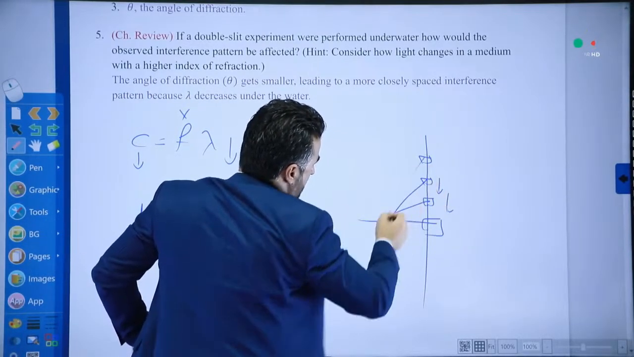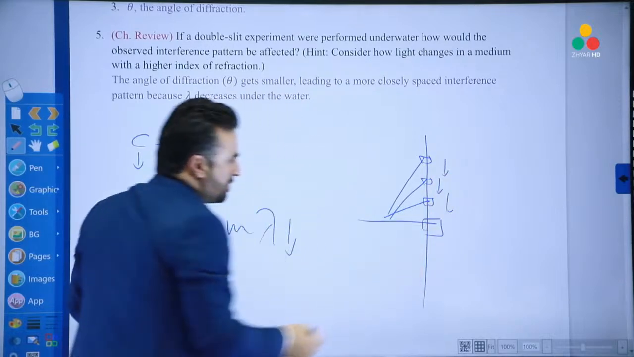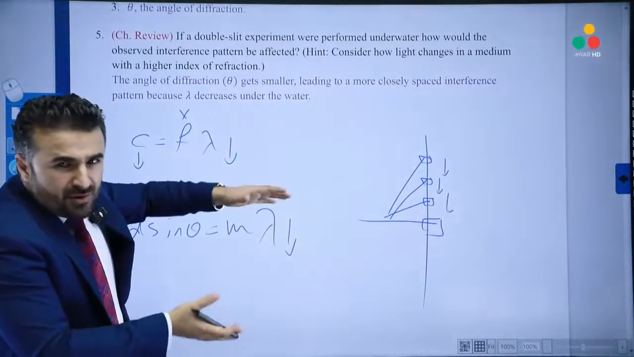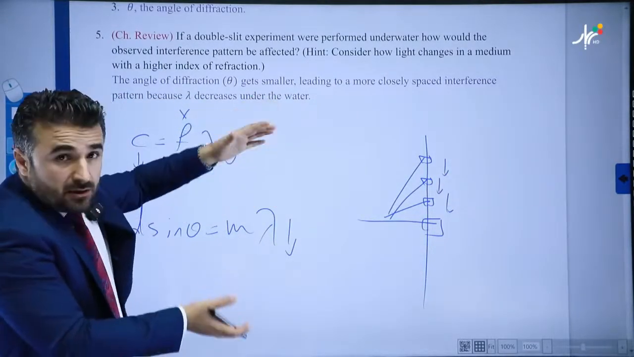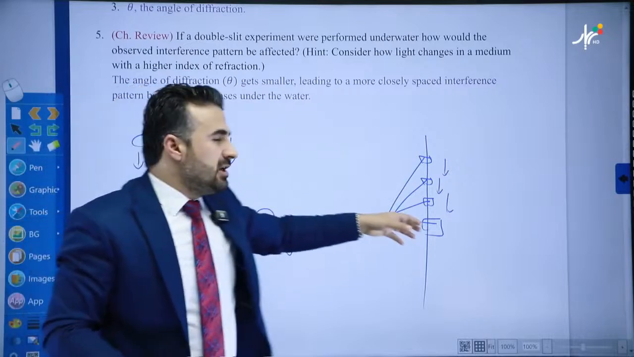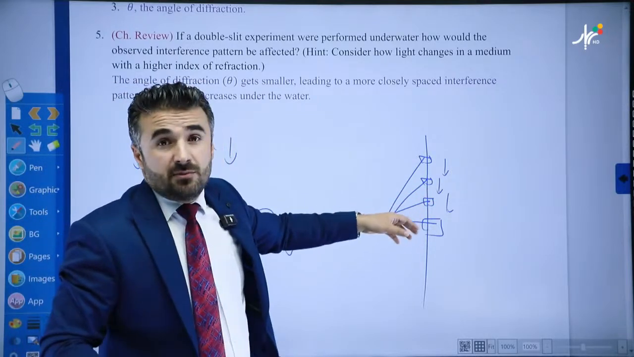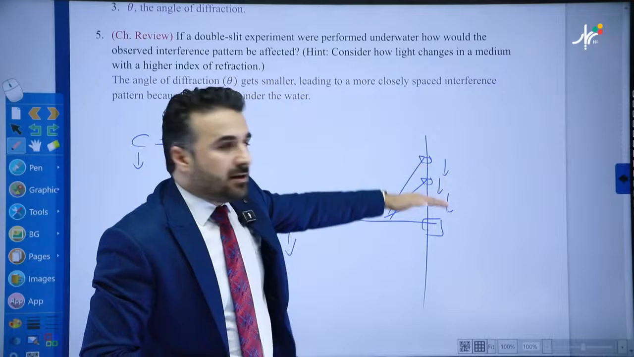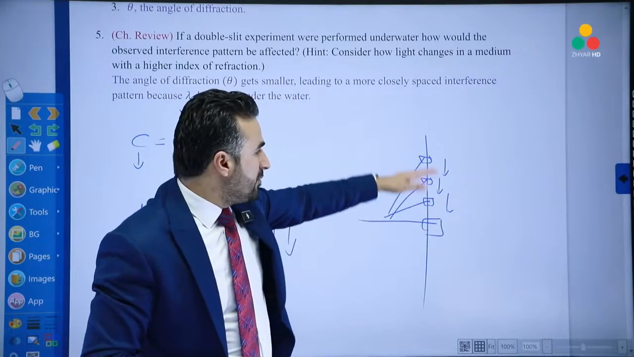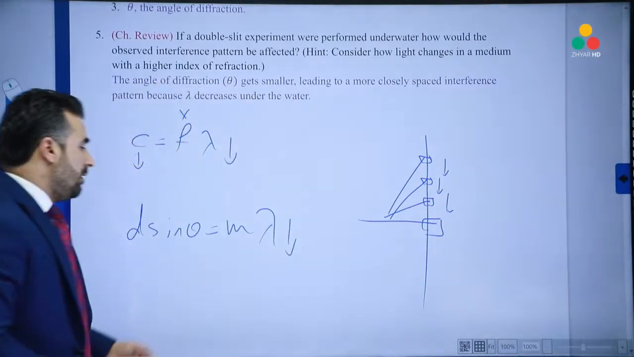So you can say these fringes, of course, kind of clump up, if that is the correct word, or maybe get closer, compressed almost, or let's just use a simple language. These would get closer to one another because the angle, the separation between the two, will decrease.